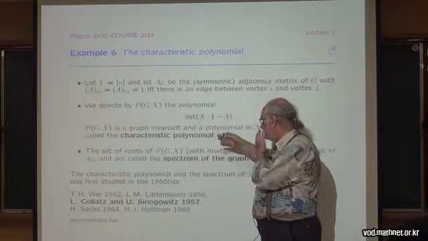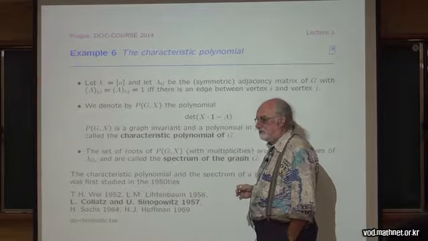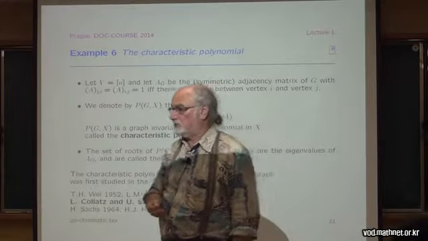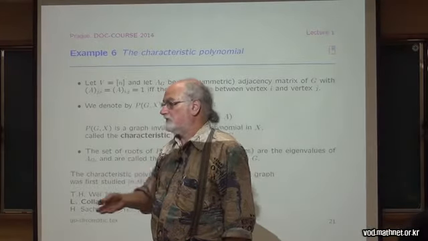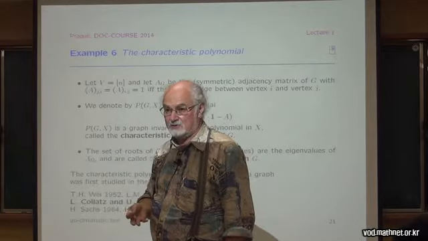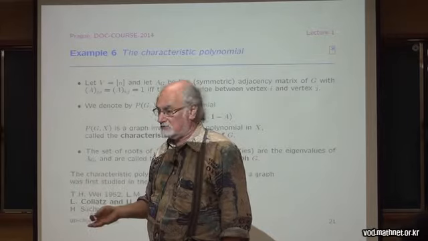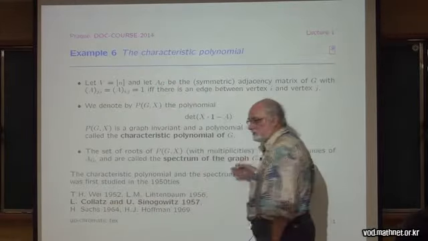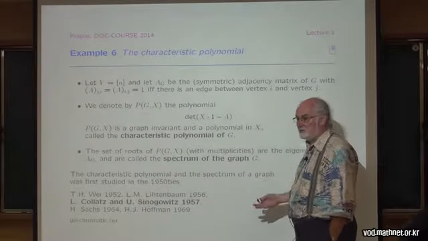Okay? So this is called the characteristic polynomial of a graph. And then what you do in first-year calculus and algebra is compute the eigenvalues of the matrix, which are the zeros of the characteristic polynomial. So they looked at the zeros of the characteristic polynomial. This is called the spectrum of a graph.